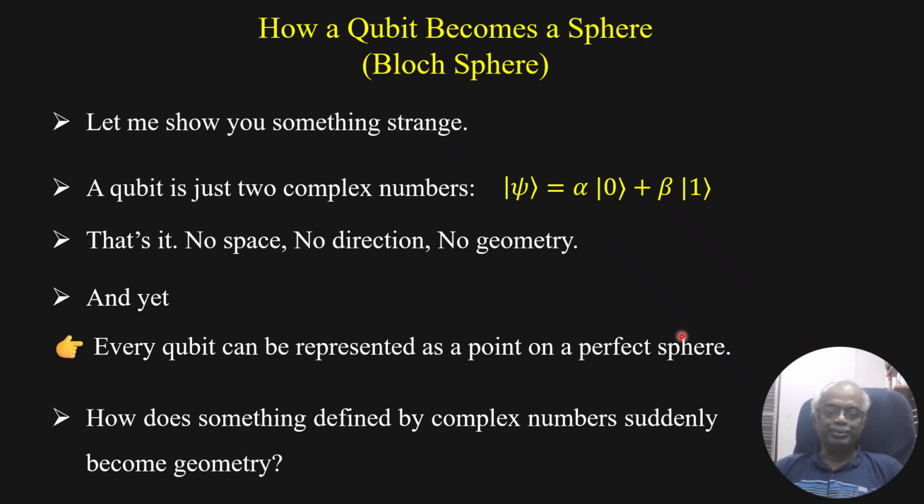This is very important. How does something defined by complex numbers, that is alpha and beta, suddenly become geometry? This lecture is just to explain how this alpha beta become a geometry.